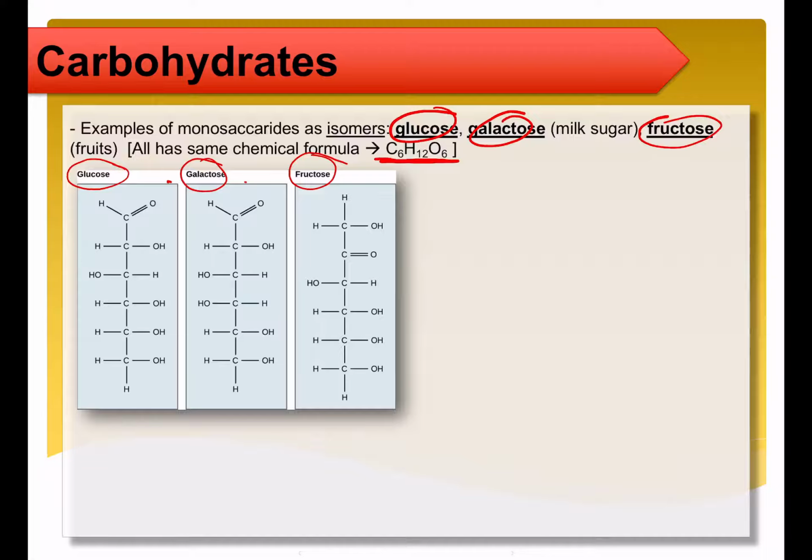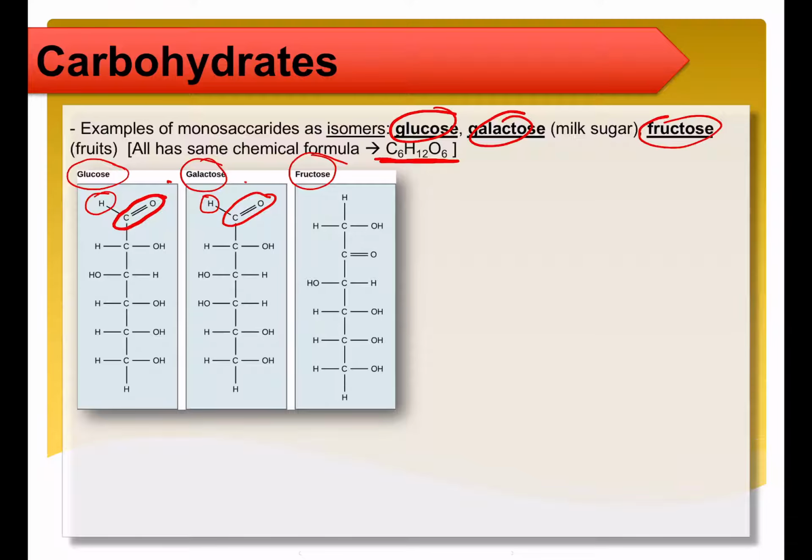So look at glucose. Where is the carbonyl group? Carbonyl group is a C double bond O. That's right here. Is it attached to 2 carbons or does it have a hydrogen attached to the carbon? It has a hydrogen attached to the carbon. So glucose is an aldose. How about galactose? Same thing. We have a carbonyl group right here, and it has a hydrogen attached. So galactose is also considered as an aldose.